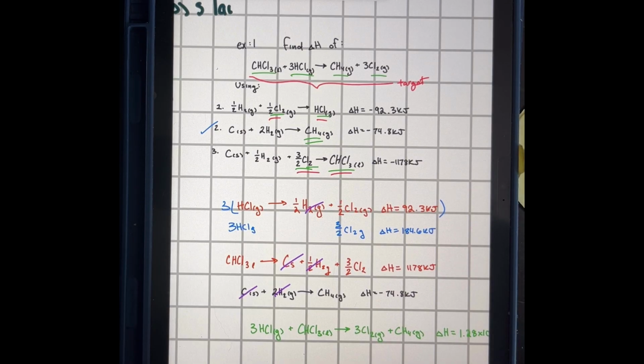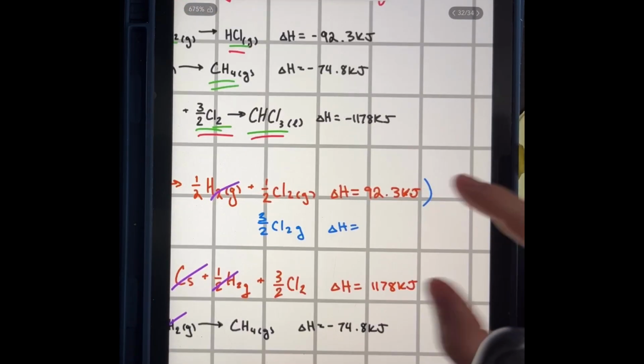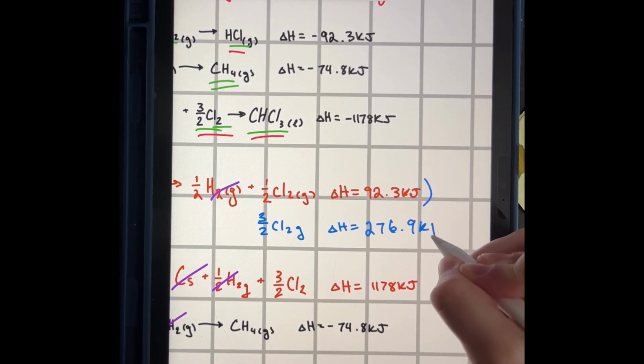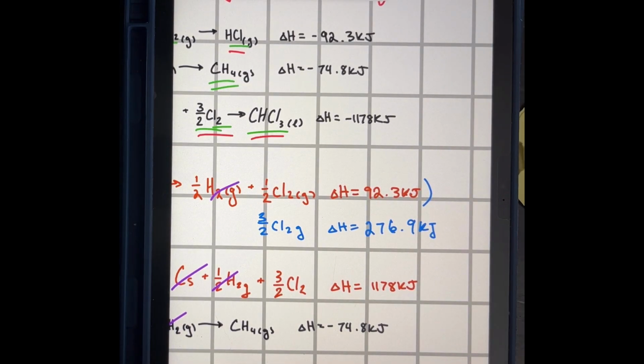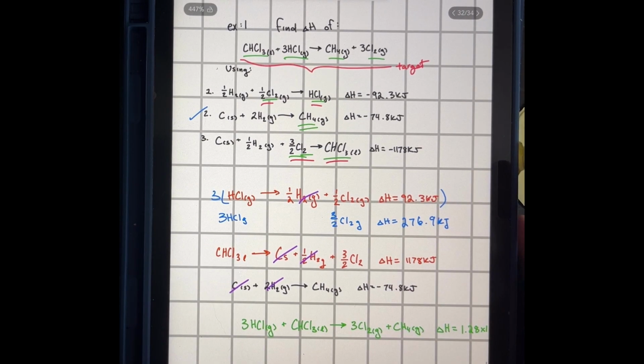Hold on a minute. 92.3 times 3 is not 184. Okay, it should be 276.9 kilojoules. That looked like it was times by 2, but okay. Let's check our other ones.